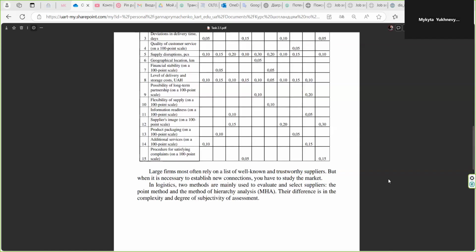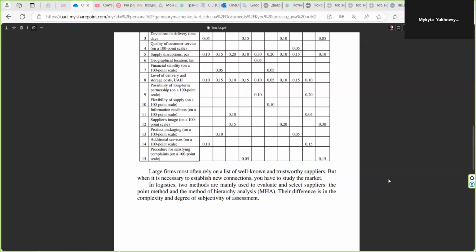In logistics, two methods are mainly used to evaluate and select suppliers. The point method, which we will calculate today, and the method of hierarchical analysis, or MHA, the name of the second method. It is about our task 2.2. We also will calculate it and understand what the main task of this method is. Their difference is in the complexity and degree of subjectivity of assessment.